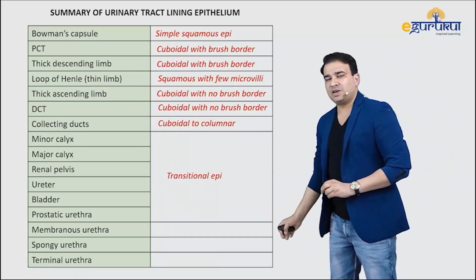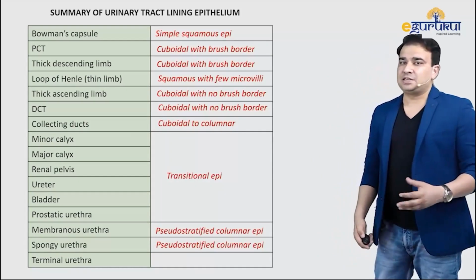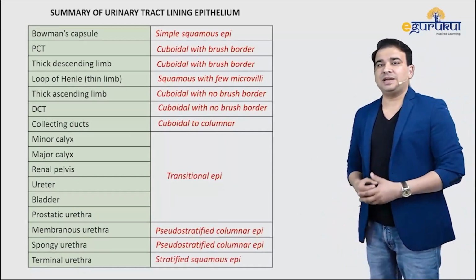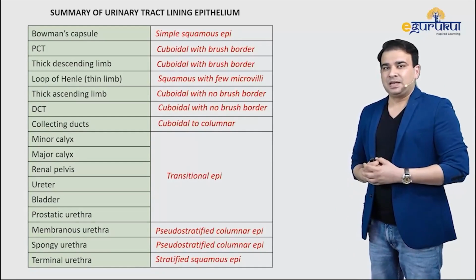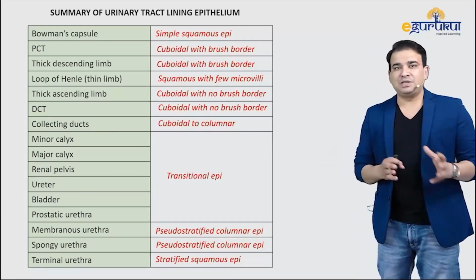The membranous and spongy urethra is pseudostratified ciliated columnar. And finally, the terminal urethra has stratified squamous epithelium. So this is about the important lining epithelium of the three major systems.